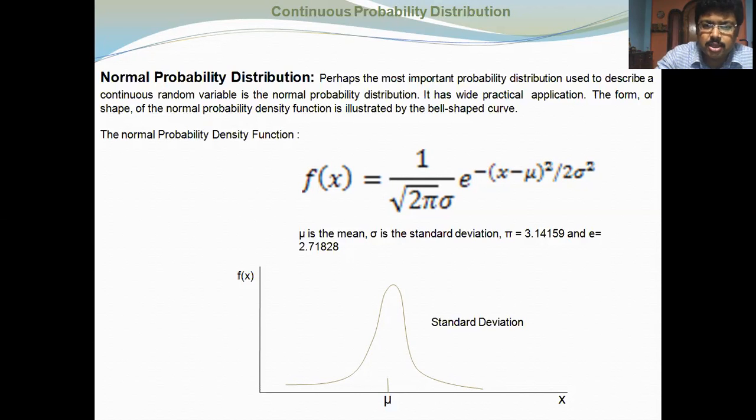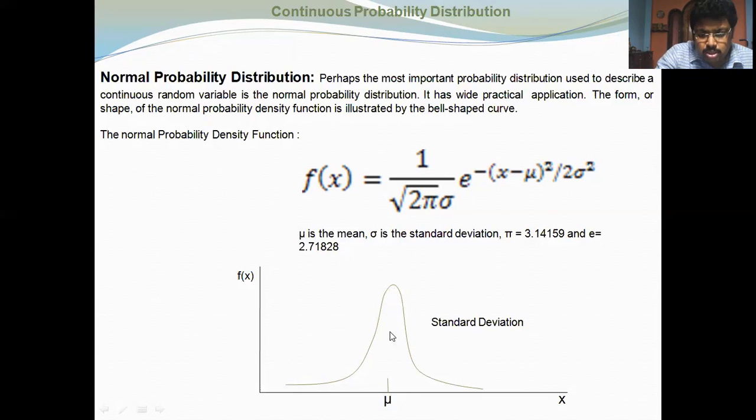But one thing: you can look here, this is the normal distribution curve. The ending tail never touches the x-axis. It is the theoretical understanding. This line should not touch the x-axis. This is the normal distribution curve.